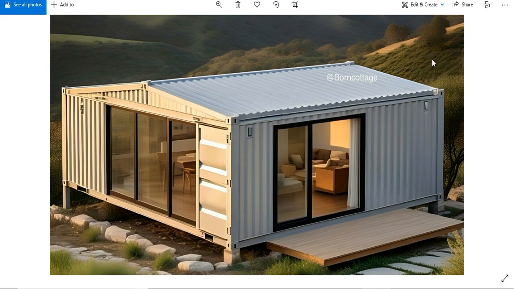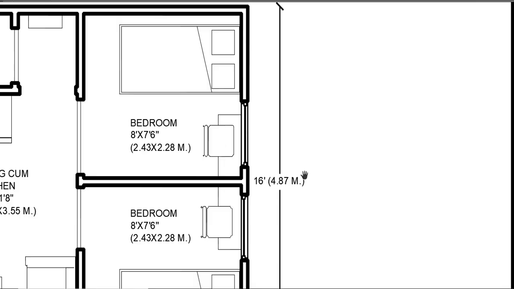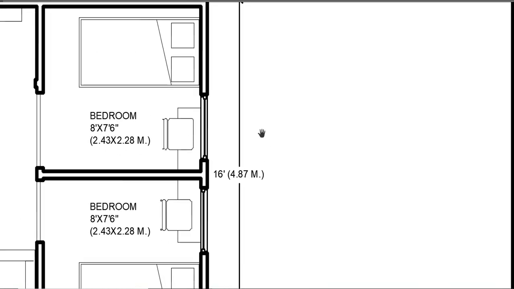So the beautiful container house you are watching on the screen in this video, I'll share the complete floor plan with all the sizes and details, so keep watching the video. This is the floor plan of the house. The total area I have taken is width 20 feet, in meter 6 meter, and the length is 16 feet, in meter 4.87 meter.